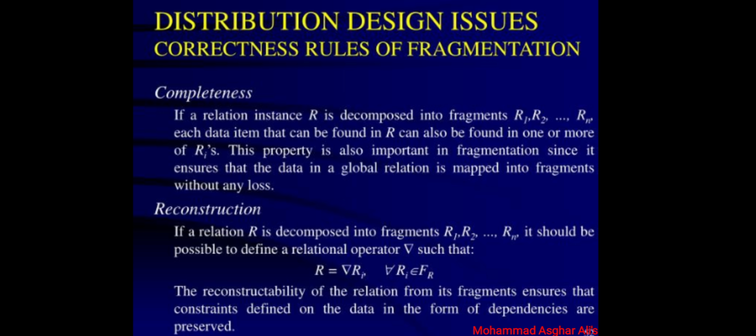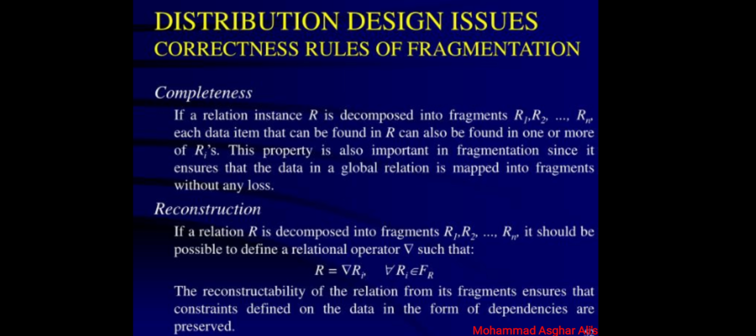This property, which is identical to the lossless decomposition property of normalization, is also important in fragmentation since it ensures that the data in a global relation is mapped into fragments without any loss. In the case of horizontal fragmentation, the item typically refers to a tuple, while in the case of vertical fragmentation, it refers to an attribute.